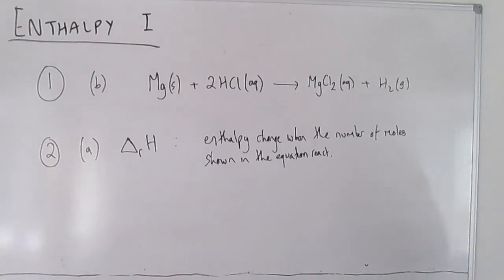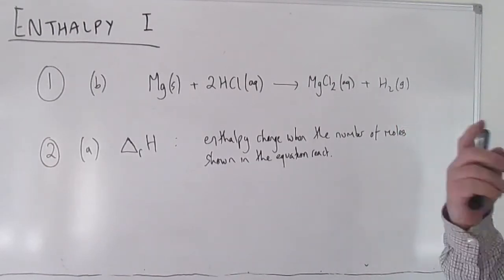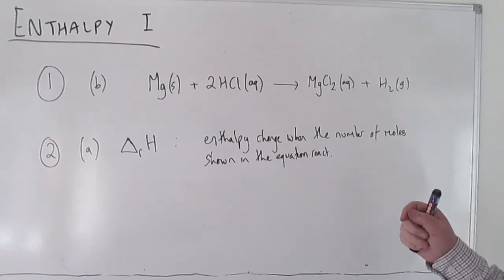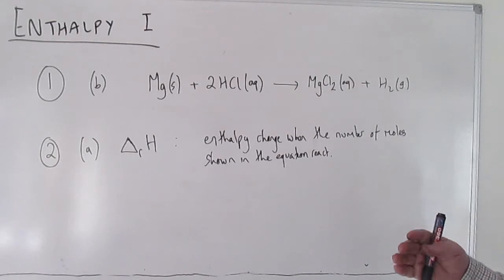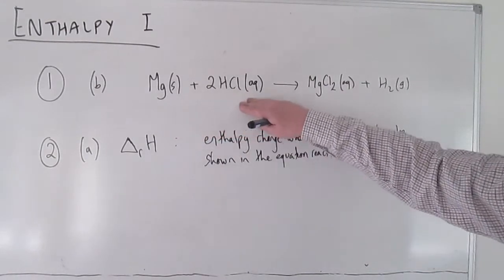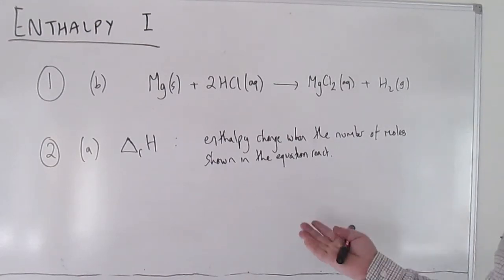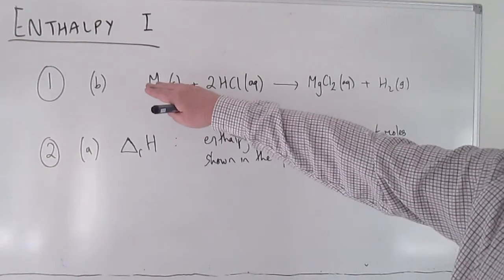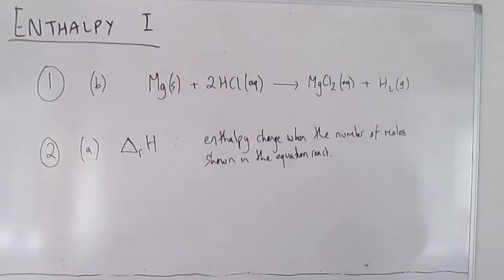And the point about the number of moles shown in the equation, obviously, is that every time a bond breaks, energy is taken in. Every time a bond is formed, energy is given out. And the more of those kind of reactions occur, the more energy is going to be given out or taken in. So delta H depends on the amount of stuff that's actually reacting. So we do the usual thing, we work in terms of moles. So if we look at the example of this reaction, which we had in question 1, delta RH for that reaction, the enthalpy change of reaction, would be the enthalpy change when 1 mole of magnesium reacts with 2 moles of HCl.